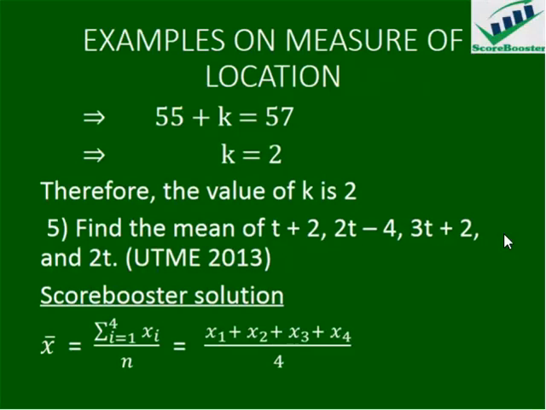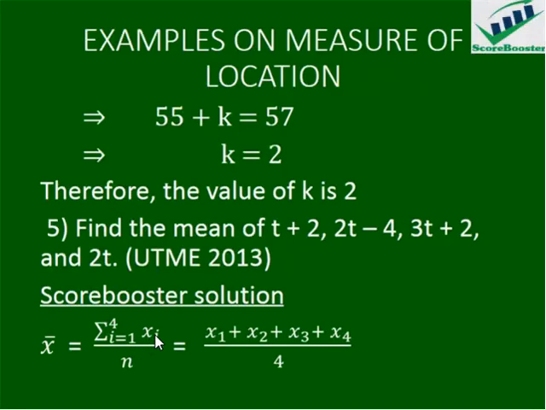X bar equals the sum of all the items in the set of data divided by the number of items in the set of data. And the number of items here is 1, 2, 3, 4. That is why it is stopping at 4 here, which will be the summation, which is what calls for the addition sign, starting from 1 to the last item, which is the fourth item, xi, divided by the total number of items in the set of data.